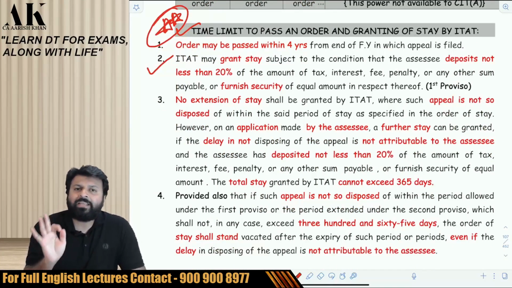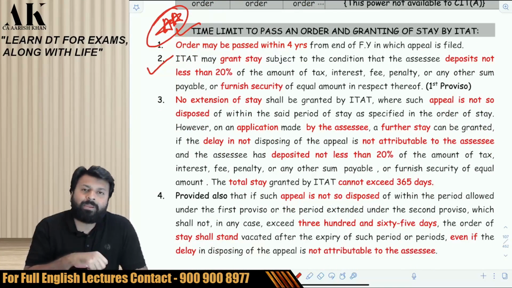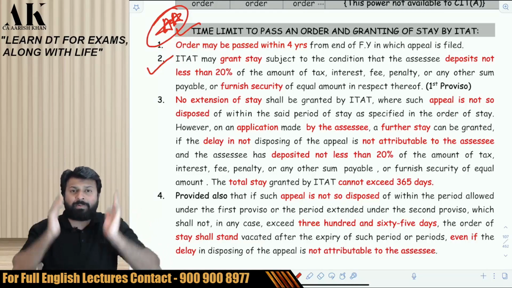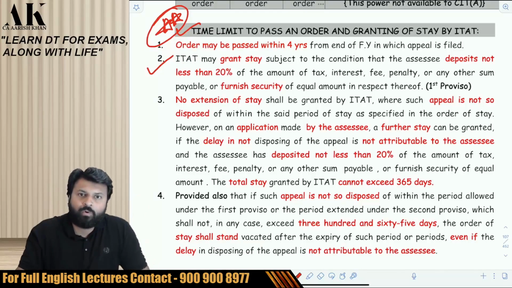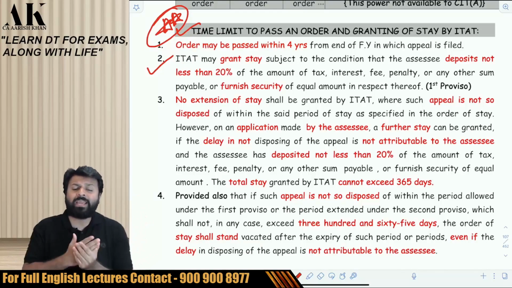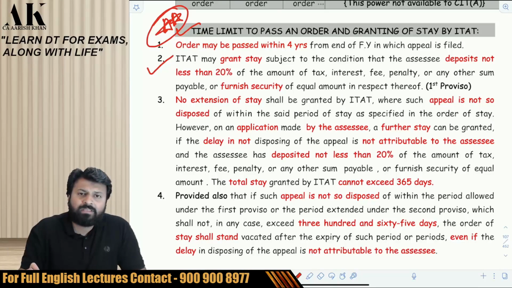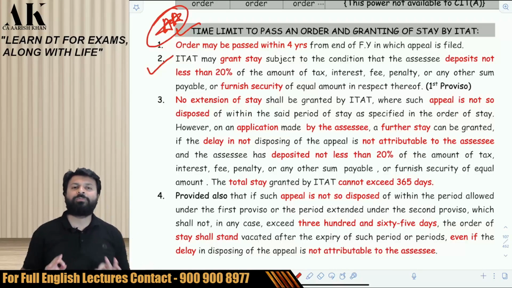So the government says that if the tribunal is granting you stay from payment of tax, then the tribunal should make sure that it passes an order within 180 days. Very fast. Plus, the tribunal should only grant you a stay if the assessee pays, listen carefully, at least 20% of the tax or equivalent amount of security. By default, the tribunal has to pass an order within 4 years.